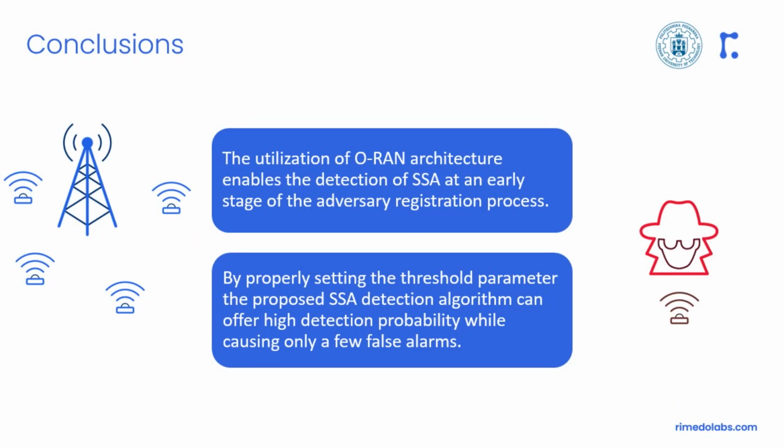The following conclusions can be formulated. The utilization of the Open RAN architecture enables the detection of signaling storm attacks at an early stage of the adversary registration process. By properly setting the threshold parameter, the proposed signaling storm attack detection algorithm can offer high detection probability while causing only a few false alarms.